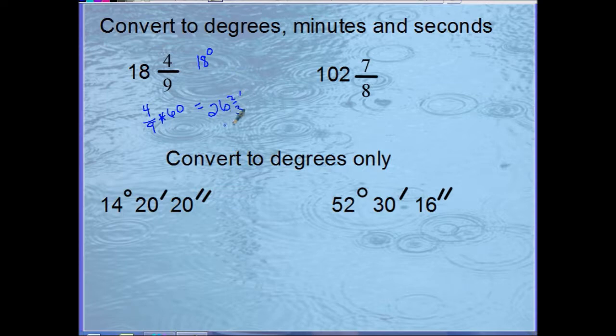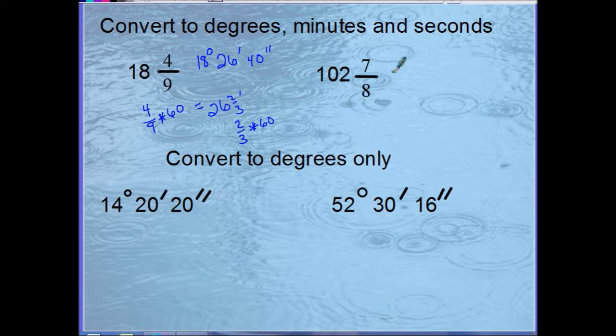Now, we don't want that 2/3, but the whole number is going to represent how many full minutes we have. So 26 minutes. Now, we want to work on that fraction of a minute. So we're going to take 2/3 and multiply that through by 60, and that's going to end up giving me 40. You go ahead and try the next one. We have 102 7/8 degrees. Press pause, try it, and then let's check our answer.